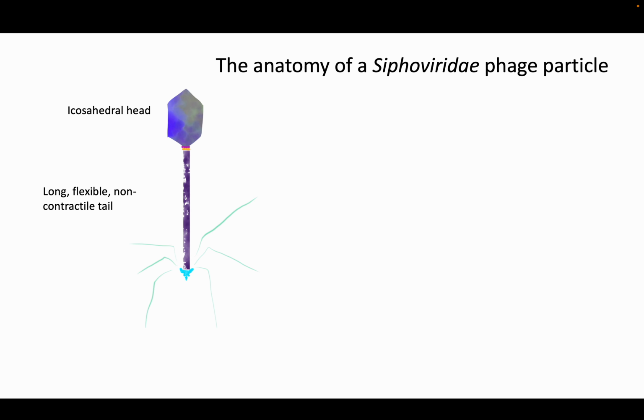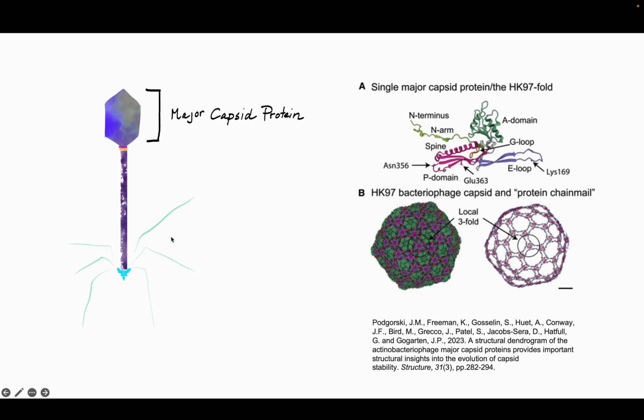And we spent a lot of time talking about the anatomy of Siphoviridae phage particles, mainly because about 96% of phages fall into this category. And these are phages with an icosahedral head, which is a 20-faced shape with 12 vertices, 12 little points, and it has a long, flexible, non-contractile tail. But what are the different proteins that make up this capsid?